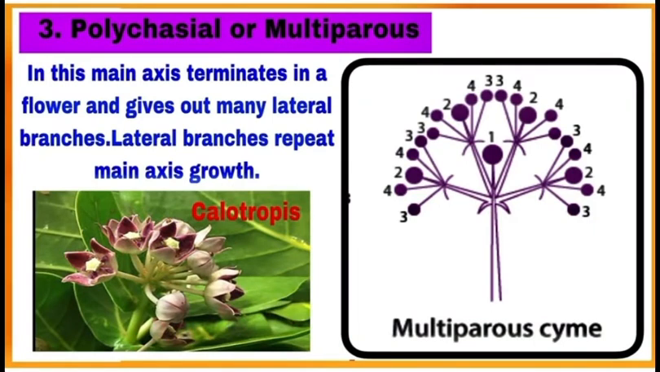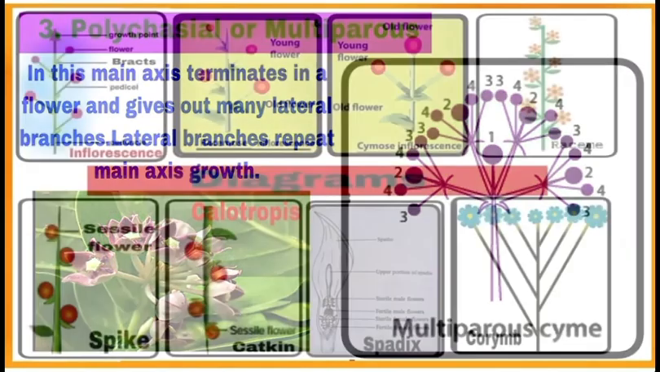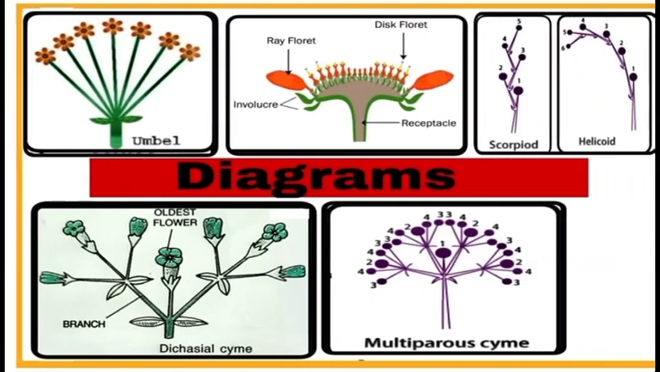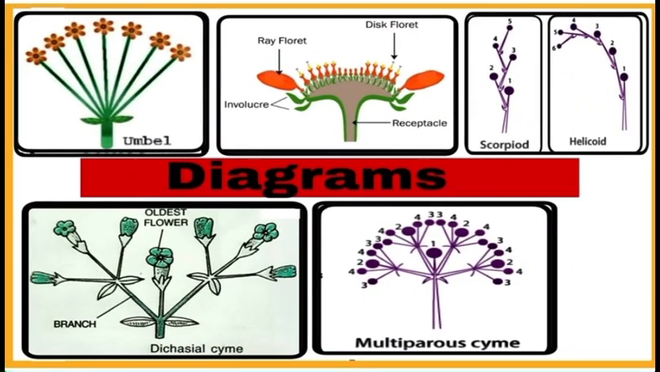Next, polychasial or multiparous. Here again, main axis terminates in a flower and this main axis gives out many lateral branches. Again, these lateral branches further repeat the main axis growth. Example of plant having polychasial or multiparous type of inflorescence is Calotropis. These diagrams you have to draw in your file. Draw these diagrams with sharp pencil and label them properly. These are also the diagrams you have to draw. Draw them again in your file with sharp pencil and label them properly.